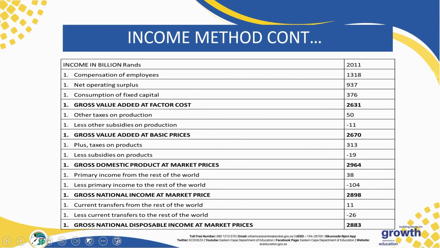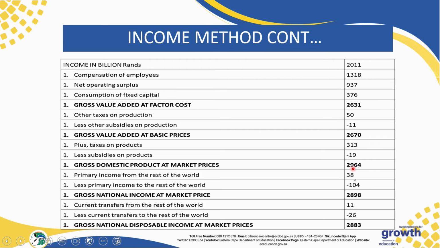Then also we have the subsidies on products that we are deducting, whereby the government will want the products to become cheaper by imposing a subsidy, ensuring that these products are cheaper. Then we add the taxes on the basic price on products, and then we deduct the subsidies on products. Then we get the gross domestic product at market prices.